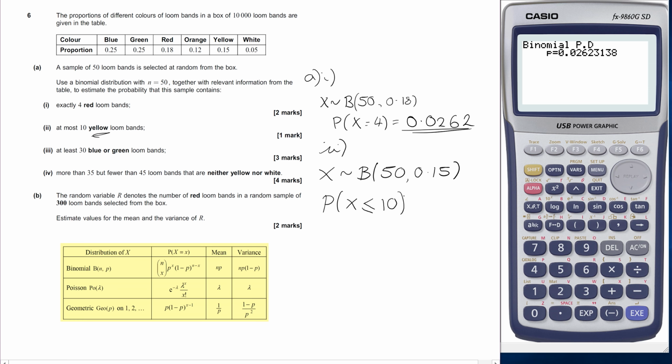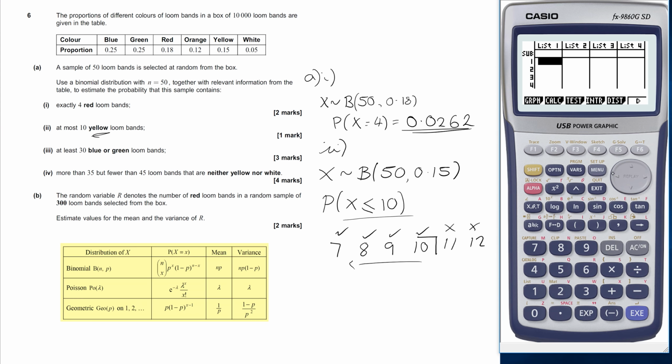What I would encourage you to do, regardless of how good you are at spotting that, is to draw out this picture involving the critical values. The critical value in this case is the 10. That's the most important number in the question. So at most 10: we want 7, 8, 9, 10. We don't want 11, we don't want 12. So we're dealing in this section here, where x is less than or equal to 10. It's not less than or equal to 11, it's not less than or equal to 9.